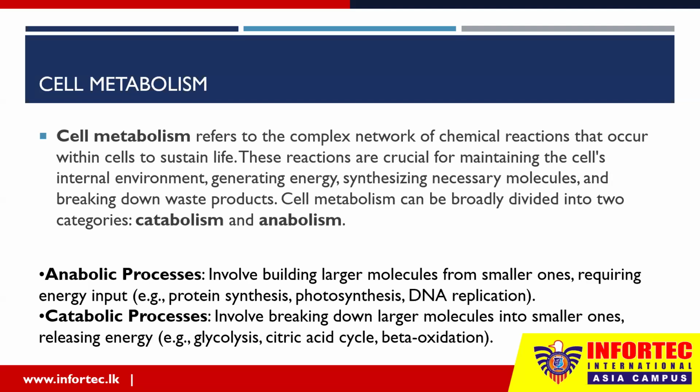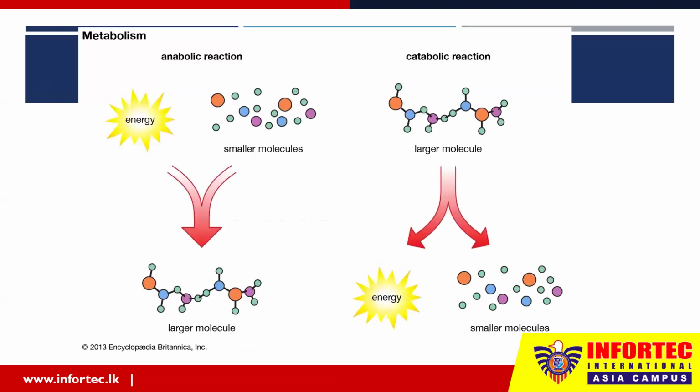In there, the energy is released. So here is a clear picture that gives you an idea about how the anabolic and catabolic reactions take place. In the anabolic reaction, energy is required to produce larger molecules from smaller ones. In the catabolic reaction, larger molecules are broken down into smaller molecules, while energy also gets released.